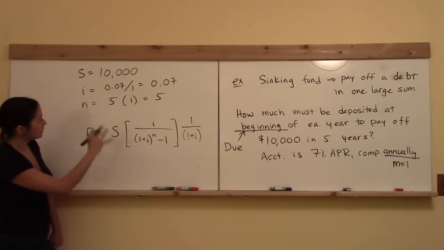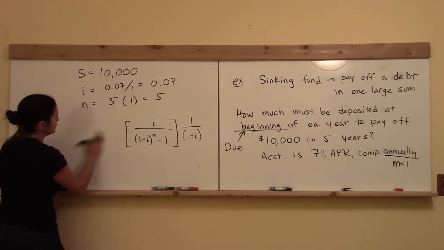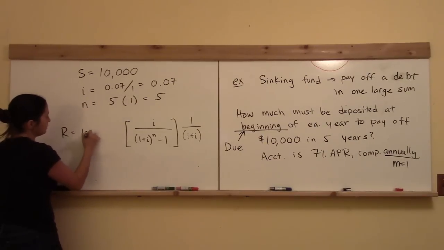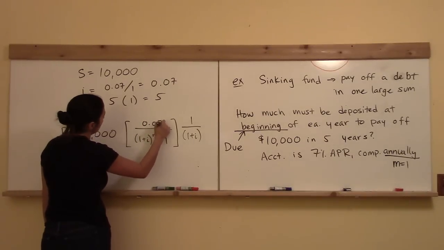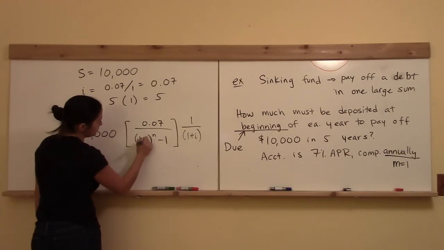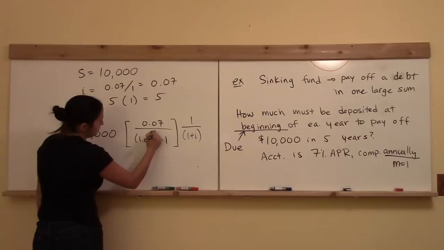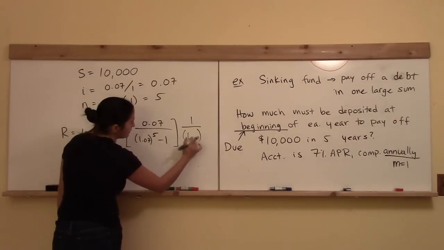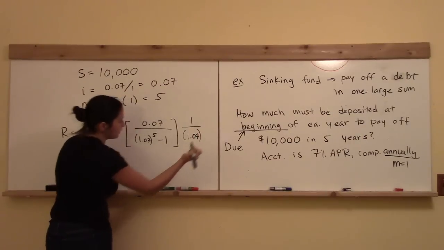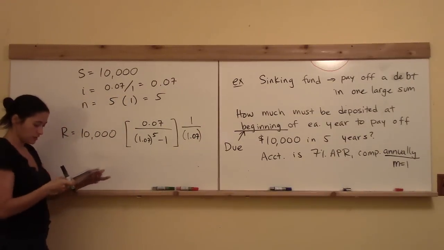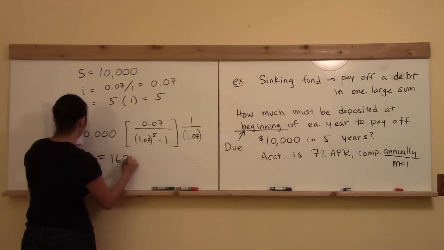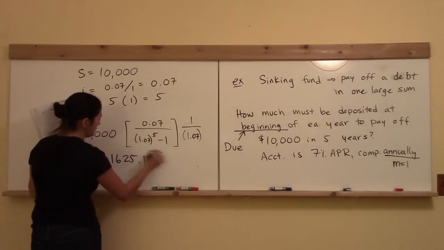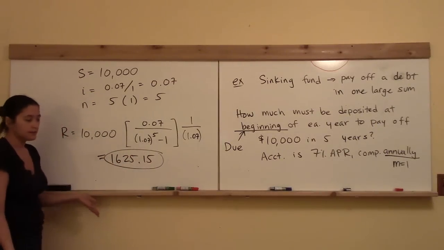Okay, cool. So then I have all the things I need, and then I can just start plugging them in right here. I'll put the 10 grand right there. The i, I'll put the 0.07. This, I'm going to put the 0.07. The n is going to be 5, and don't forget, this is an annuity due, so I have to do that little bit extra right there. What did I get? 1625 and 15 cents. Okay, does this make sense?